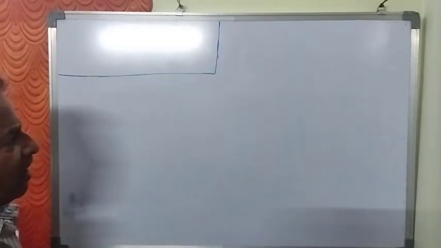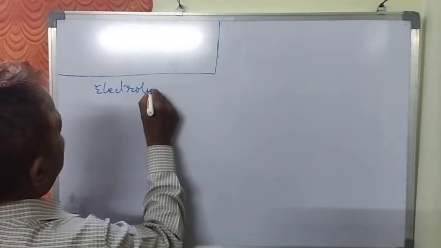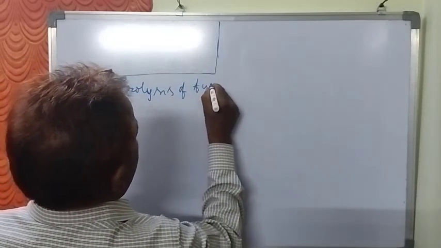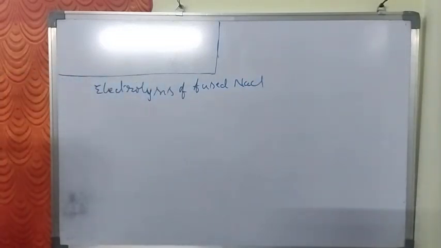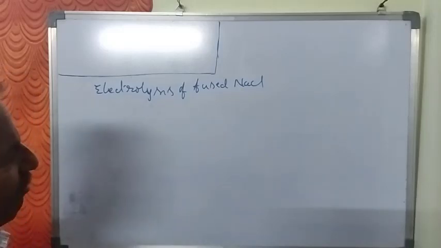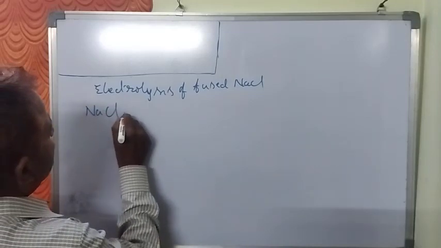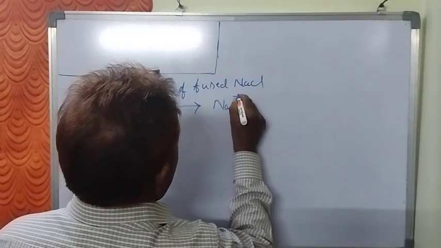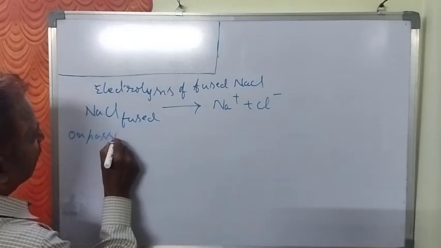Now let us take an example: electrolysis of fused sodium chloride. Fused sodium chloride means when sodium chloride is heated to high temperature, it becomes a liquid. Fused NaCl gives Na plus and Cl minus on passing electricity.